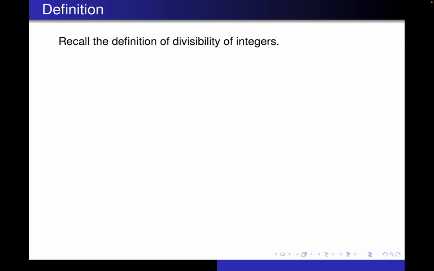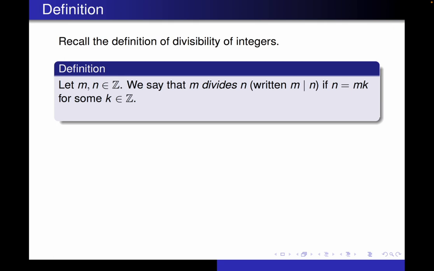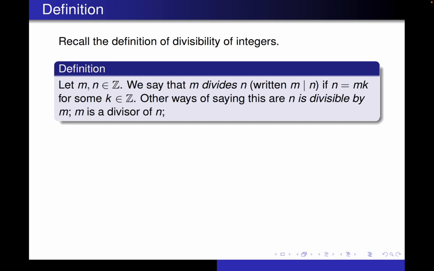So recall the definition that we had for divisibility of integers. If m and n are integers, we say that m divides n. That's written m, vertical line, n, if n is equal to mk, where k is an integer. There are other ways of saying this. You can say n is divisible by m. You can say m is a divisor of n. m is a factor of n. And n is a multiple of m.